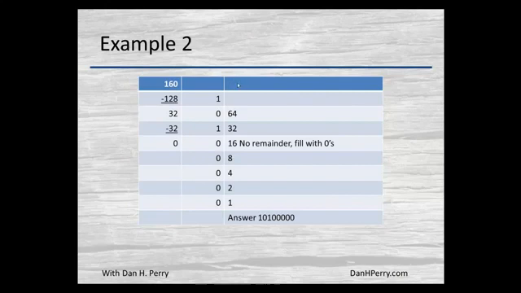Let's try this again, this time with 160. With the 160, we can subtract off the 128, gives us a 1. That leaves us 32. That will not go into the 64, so put down a 0, but it goes evenly into the 32, so we bring down a 1, and then since there's no remainder, we write down zeros for all of the rest of the powers, giving us a 1, 0, 1, 0, 0, 0, 0, 0 for our final result.